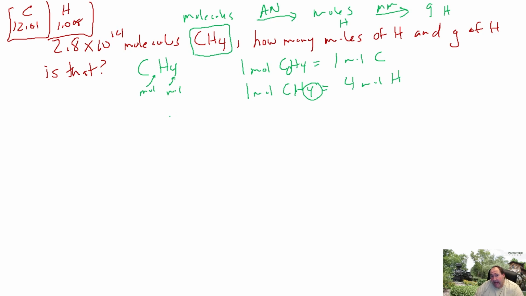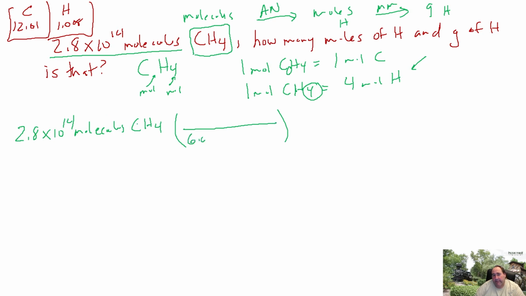Now, in order to do this, we need moles of everything, but we are starting with molecules. So we will need to use Avogadro's number to convert from molecules of CH4 to moles of CH4, because then that will allow us to use this conversion. So that's where we want to start: 2.8 times 10 to the 14 molecules of CH4. We're going to use Avogadro's number again. It's going to go on the bottom here, so molecules cancel.